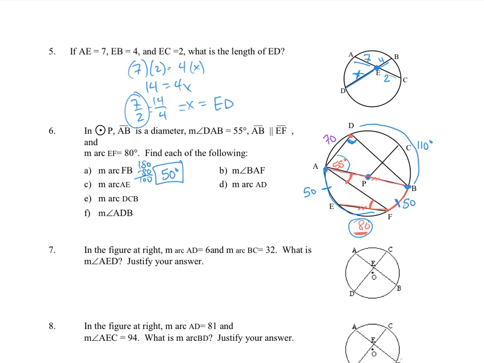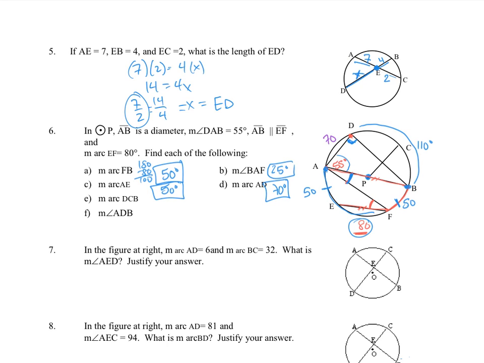All right, so the measure of angle BAF. So BAF is this angle right in there. That's going to be half that 50, which is 25 degrees, because this is an inscribed angle. The measure of arc AE, we solved it already when we did part A, so that'll be 50 degrees as well. The measure of arc AD, we already did that as well, and that's 70 degrees.